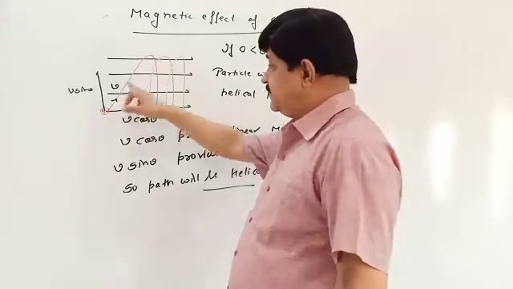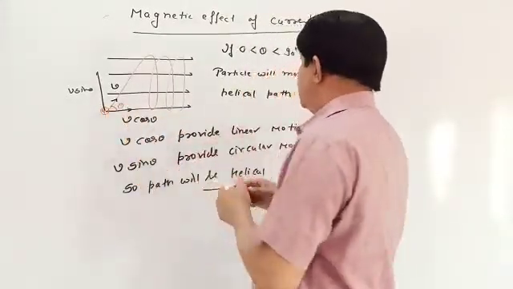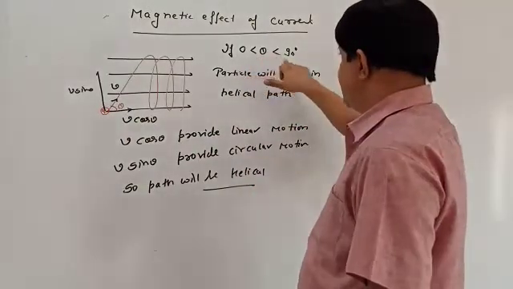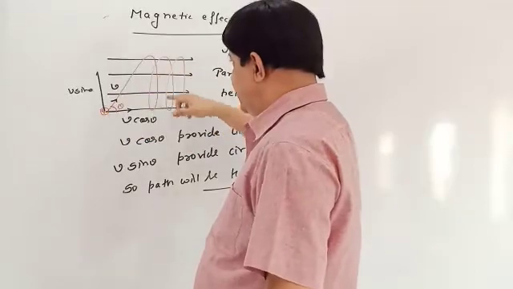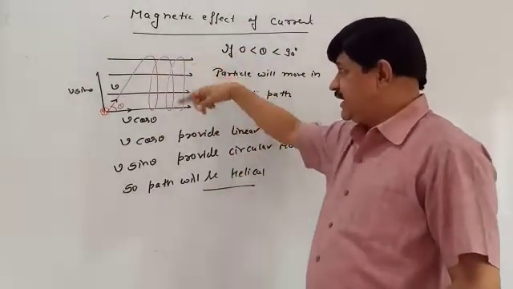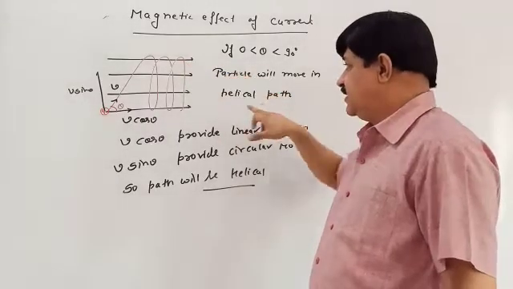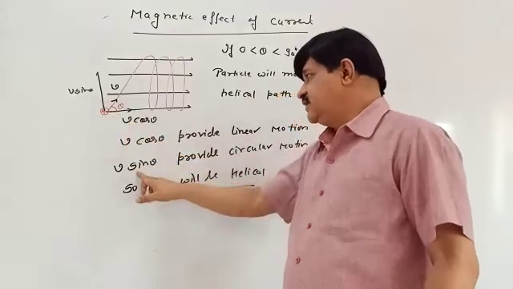Now if you are projecting particle at an angle theta, this must be this angle theta. This theta is greater than 0 degree but less than 90 degree. Then the path of particle will be helical. Helical means it's going in the spiral form only. There are two components of velocity. One is v cos theta, other is v sin theta.